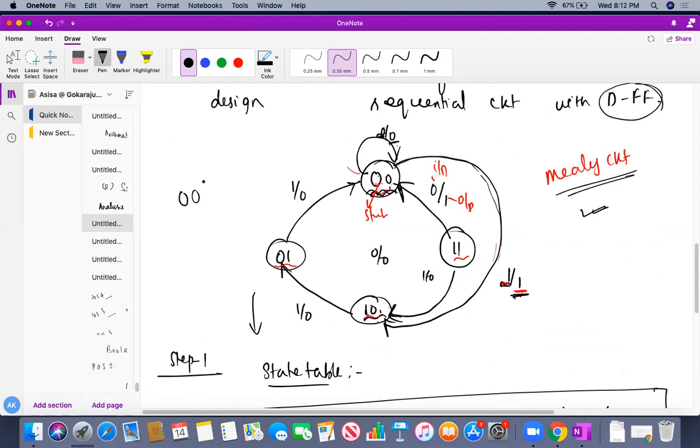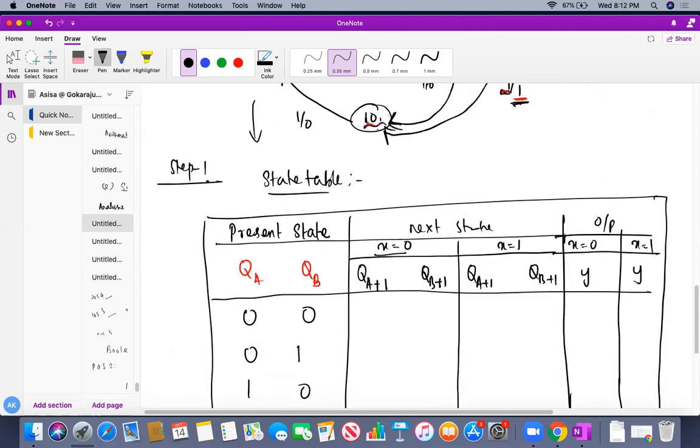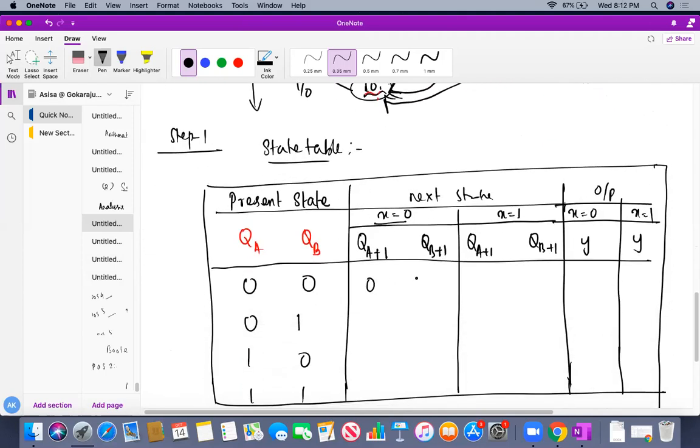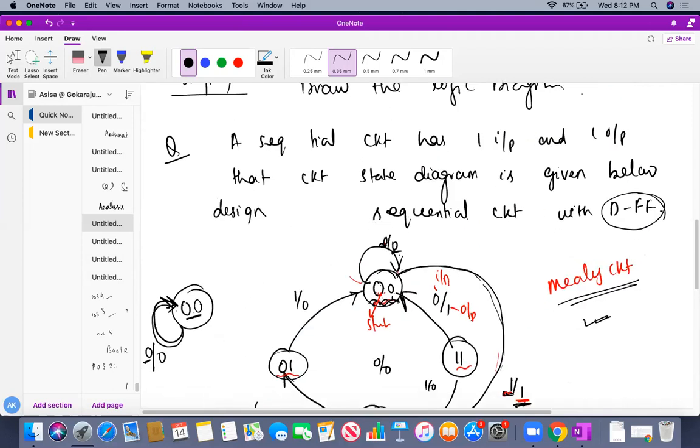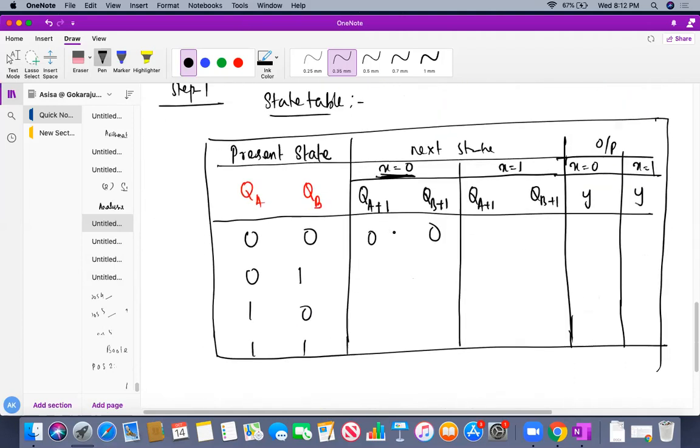Now see here, I am just elaborating. Let's say I am at state 0, the present state is 0 0, meaning QA QB is 0 0. I am going to the next state, that is also 0 0. At what time? If my input is 0, and at that time the output is 0. So if my input is 0, I am going to 0 0. The next state is 0 0 at input 0. So this is my input. Now at that time, what is my output, students?